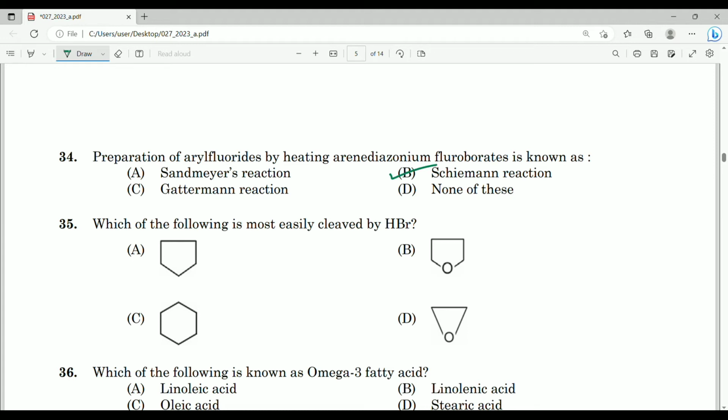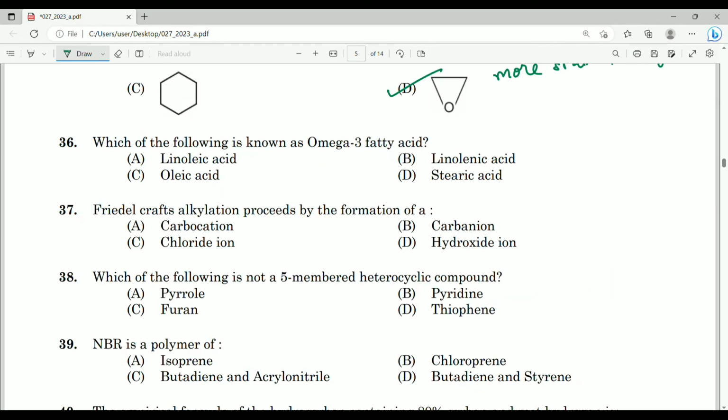35. Which of the following is most easily cleaved by HBr? So 4 compounds are given. Which will be most easily cleaved by HBr? That will be option D, because more strained ring easily cleaved by HBr. More strained ring. Next question.